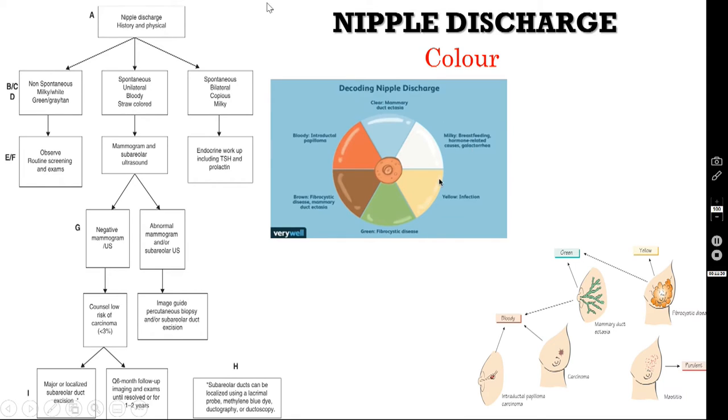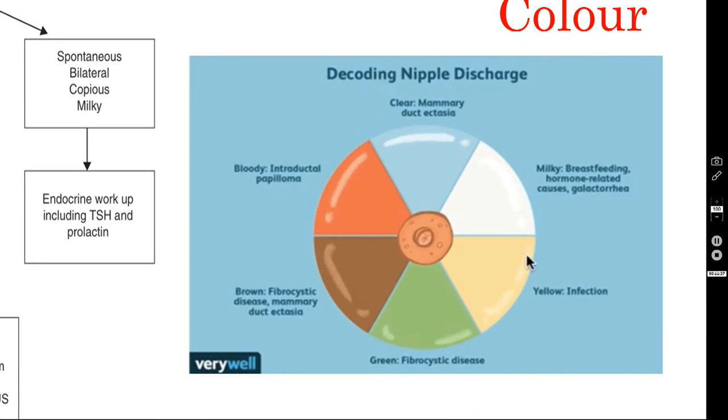Now, depending on the color, we can come to a conclusion. So you have to watch the color. This is very important. If the color is clear, you have to think of mammary duct ectasia. If it is bloody, usually the commonest and from a single duct, you have to think of intraductal papilloma. If it is from multiple ducts, then the number one cause is intraductal carcinoma. These are the two commonest causes for bloody nipple discharge.